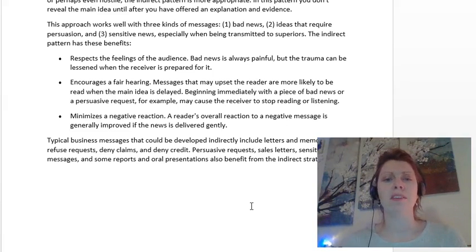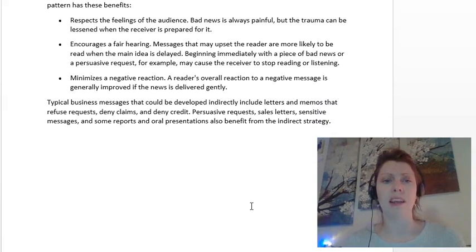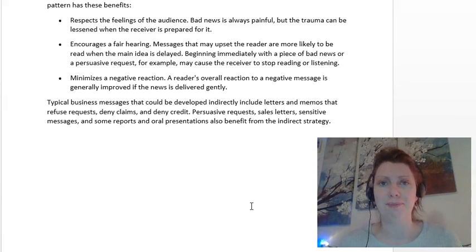And it also minimizes the negative reaction that could occur. So a reader's overall reaction to a negative message is generally improved if the news is delivered gently. So most people would rather be told bad news in a gentle manner than just straight up front and here it is. That's how it is.